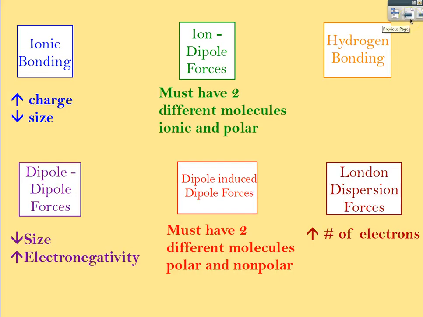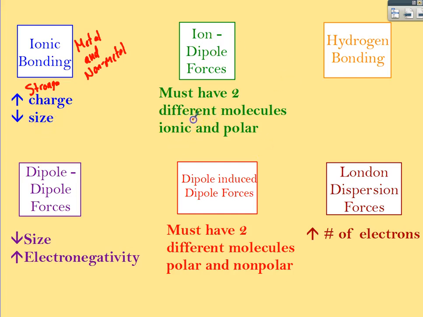I like to use this chart though, because this chart is more helpful because it helps me look at everything at one time. So if it's ionic, it is a metal and nonmetal. If I have a metal and a nonmetal, like NaCl or something like that, for it to be strong, I'm going to need a higher charge and a smaller size. And we did that in the very beginning of the video.